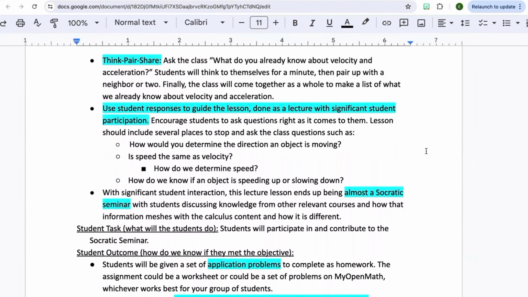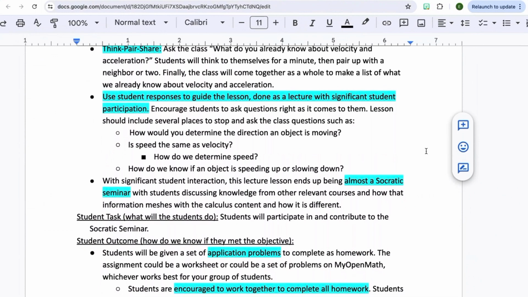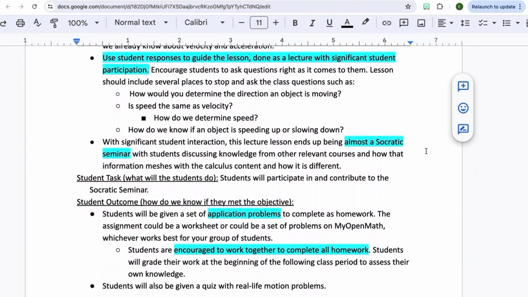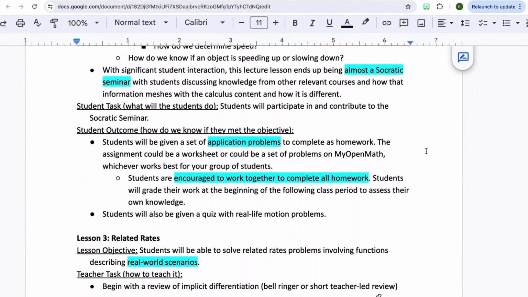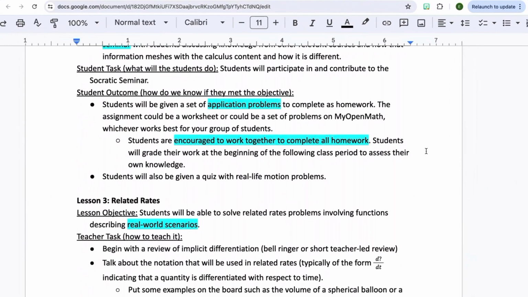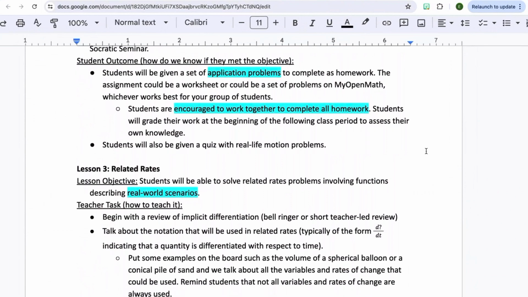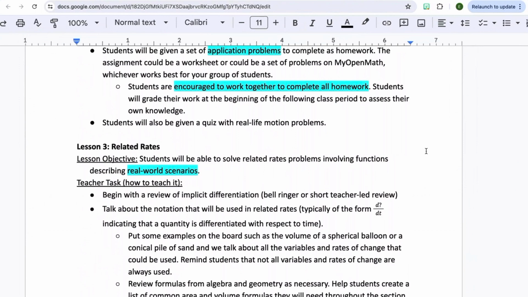It becomes kind of Socratic seminar-esque, and some students know a lot of information if they're in a physics class, some do not because they haven't had anything since physical science. So they really do start to teach each other, and it is very fun to watch and be a spectator as those students help each other out with that collaborative learning. Obviously, we're going to do a lot of application problems at the end as their homework, and I do encourage them to collaborate and work together on all homework assignments, so that you will see throughout this unit as well.